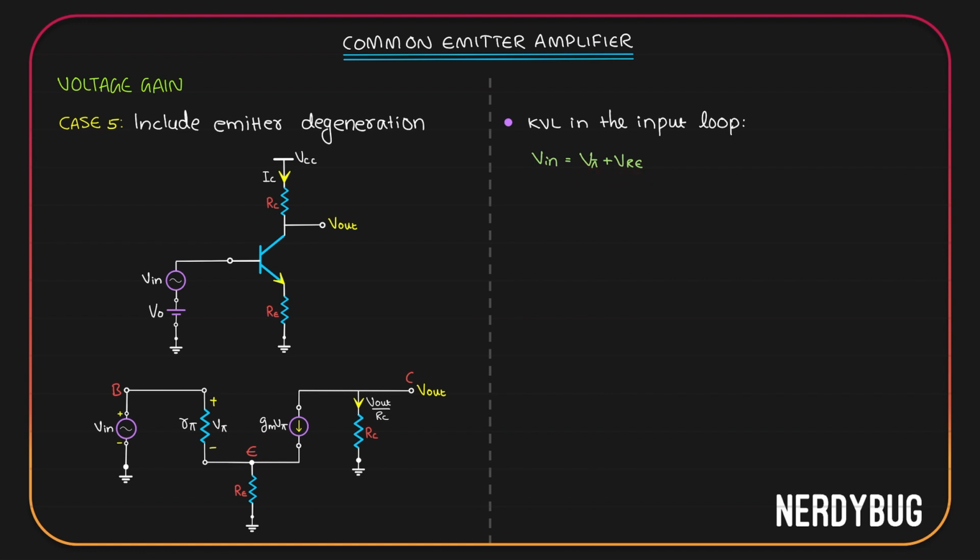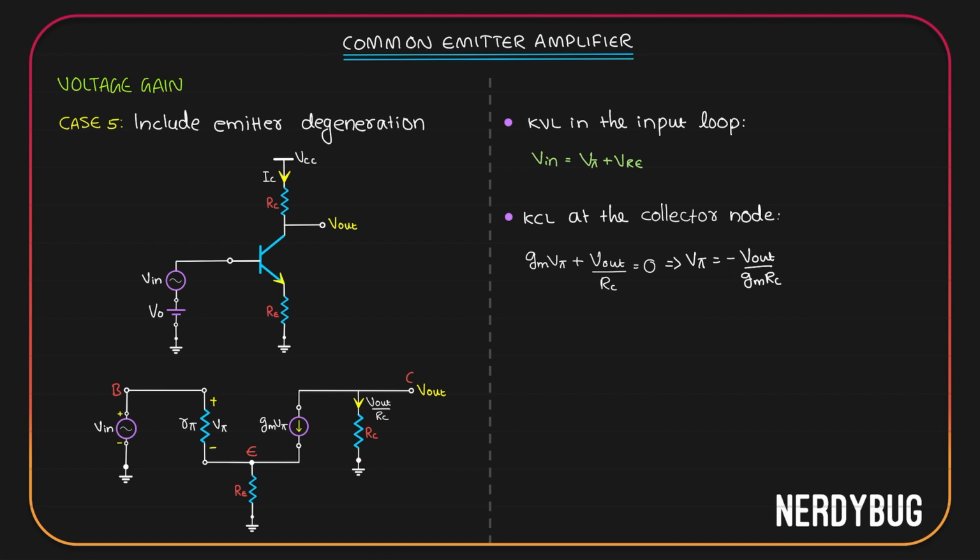Now, like we always do, let us apply KCL at the collector node. I can see two currents. There is V output by RC going out of the node and Gm V pi also going out of the node. According to Kirchhoff's current law, the sum has to be equal to 0. So Gm V pi plus V out by RC should be equal to 0. From this equation, we can write V pi is minus V output divided by Gm RC.